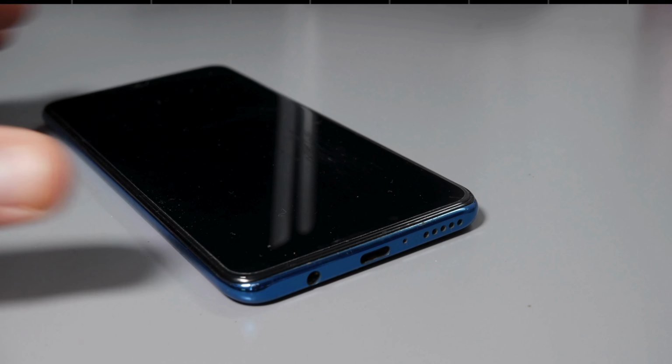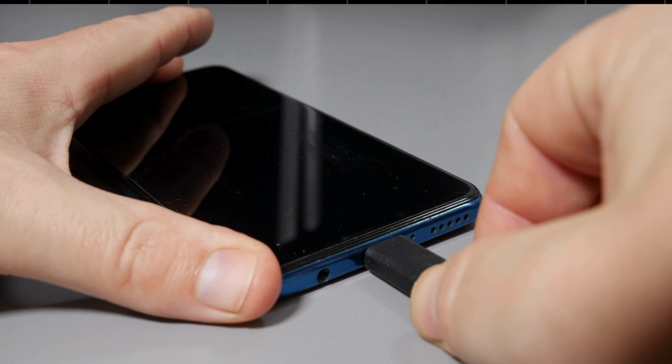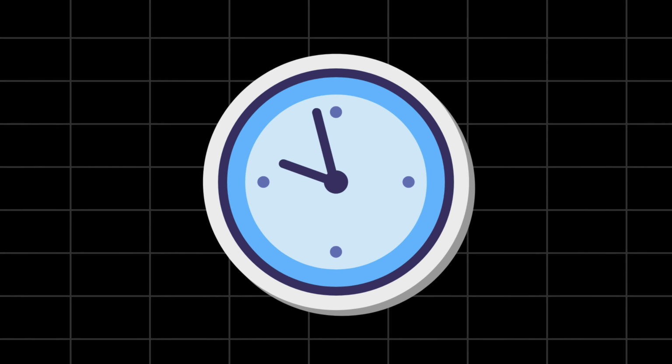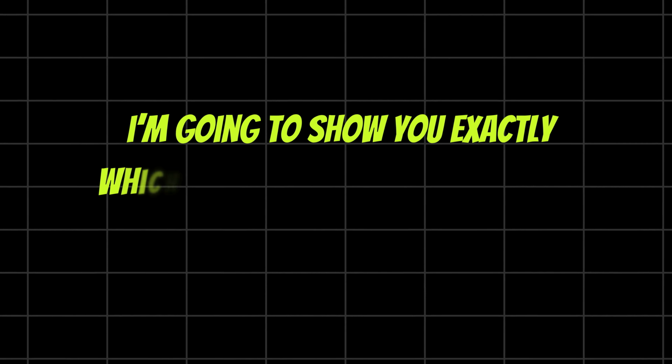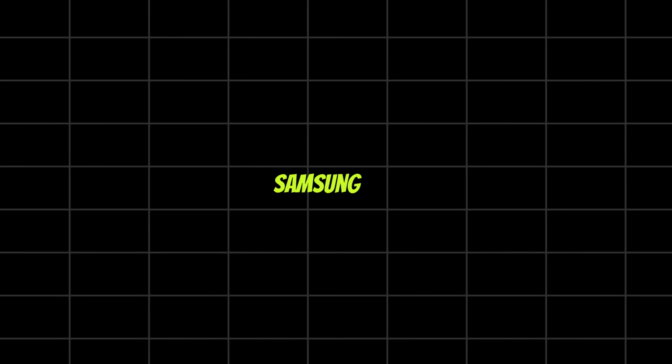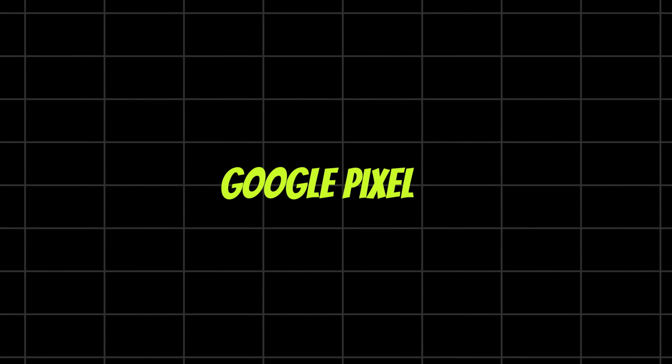Right now, your Android phone is quietly sending your data to Google and third-party apps, and most people have no idea it's happening. In the next 5 minutes, I'm going to show you exactly which settings are doing this and how to turn them off. This works on any Android phone including Samsung, OnePlus, and Google Pixel.